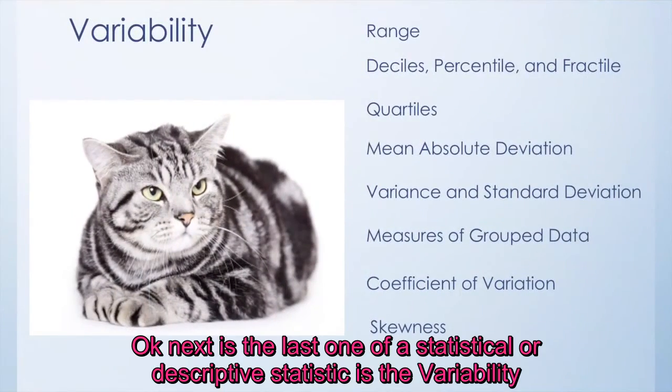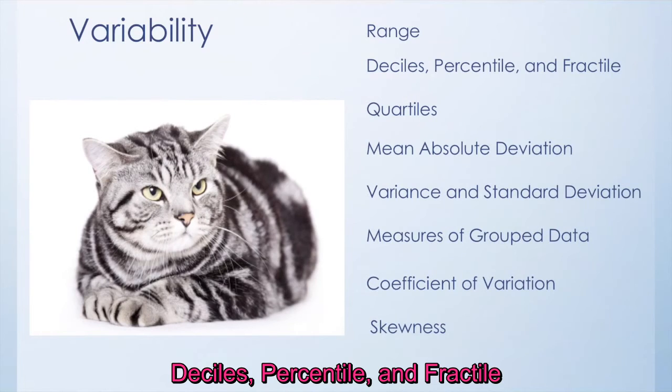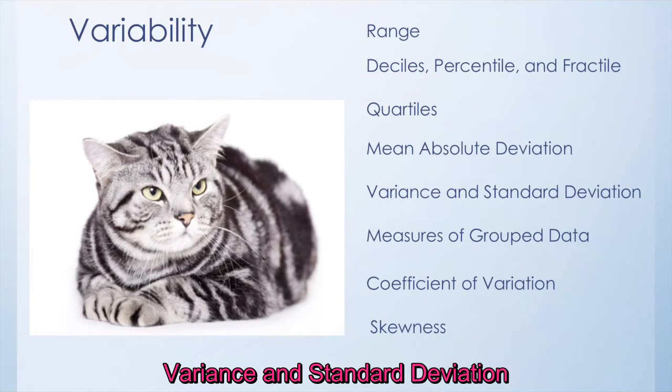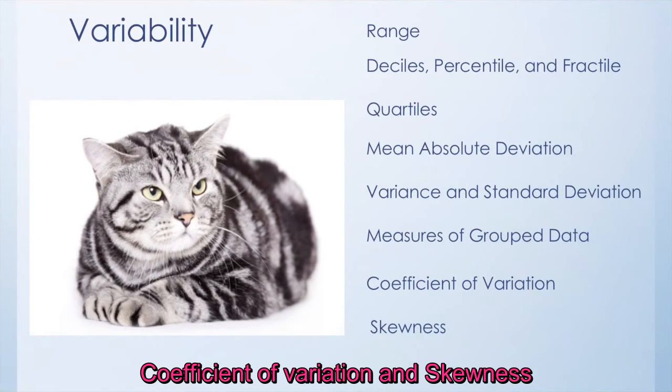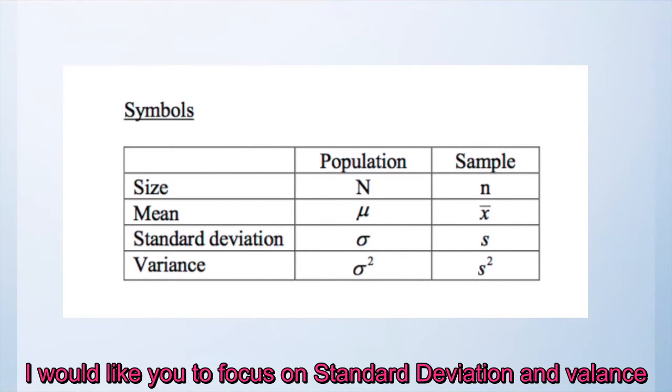Okay, next, the last one of descriptive statistics is variability. Range, deciles, percentile, fractile, quartiles, mean absolute deviation, variance and standard deviation, measures of grouped data, coefficient of variation, and skewness. Now, before you know anything about variability, I would like you to focus on standard deviation and variance.